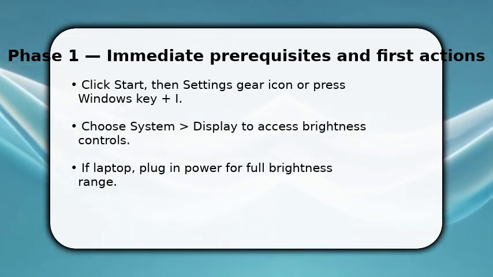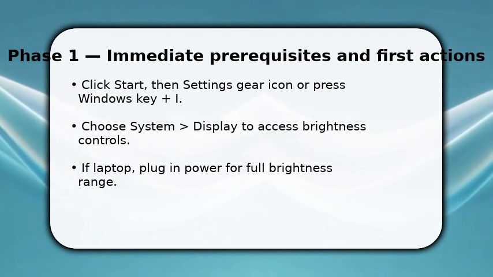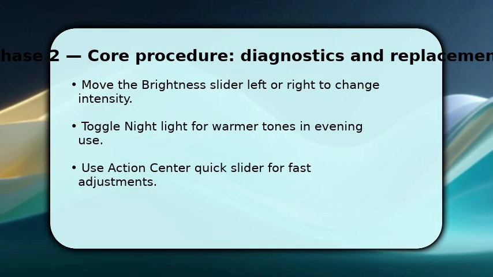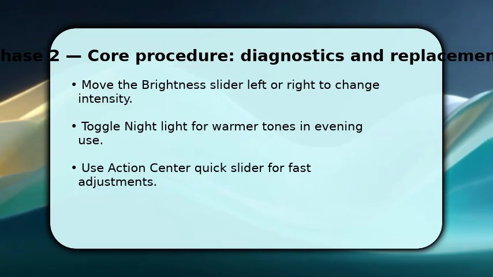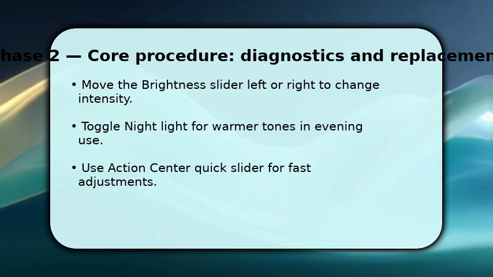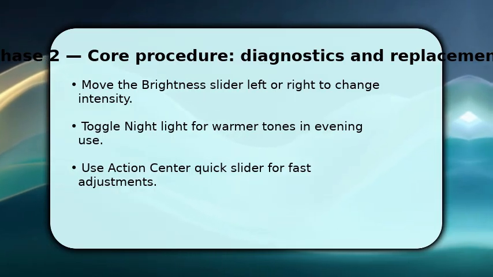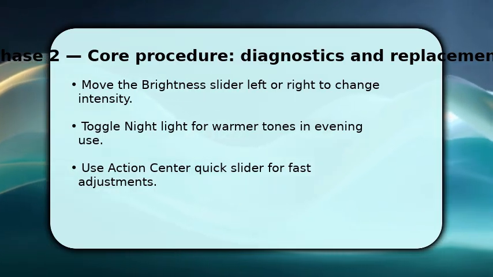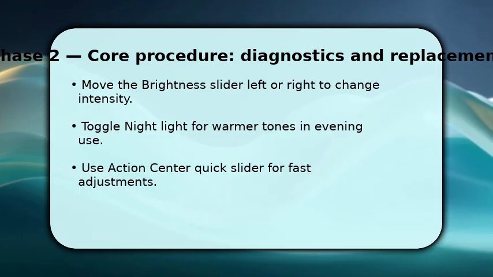Now move the brightness slider slowly until the screen matches what you need. Small changes matter. You can also open Action Center, click the notification icon, and use the Quick Brightness tile for quicker adjustments. If you want warmer color at night, enable Night Light. This reduces blue light and eases eye strain.